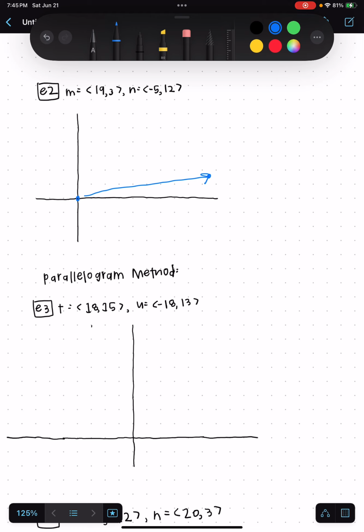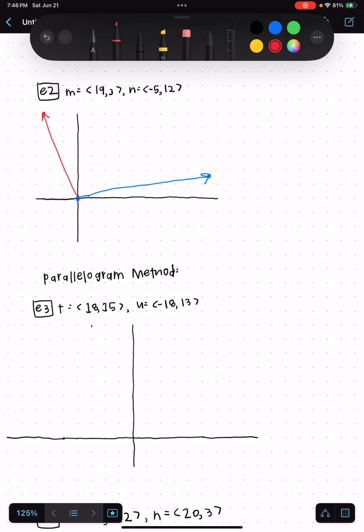And again, not a great artist. Then for my second vector, for vector n, I've got -5, 12. So 2, 4, 6, 8, 10, 12. Here's my second vector. Once again, it doesn't matter which one you choose to move. Just make sure that you're moving only one of them.